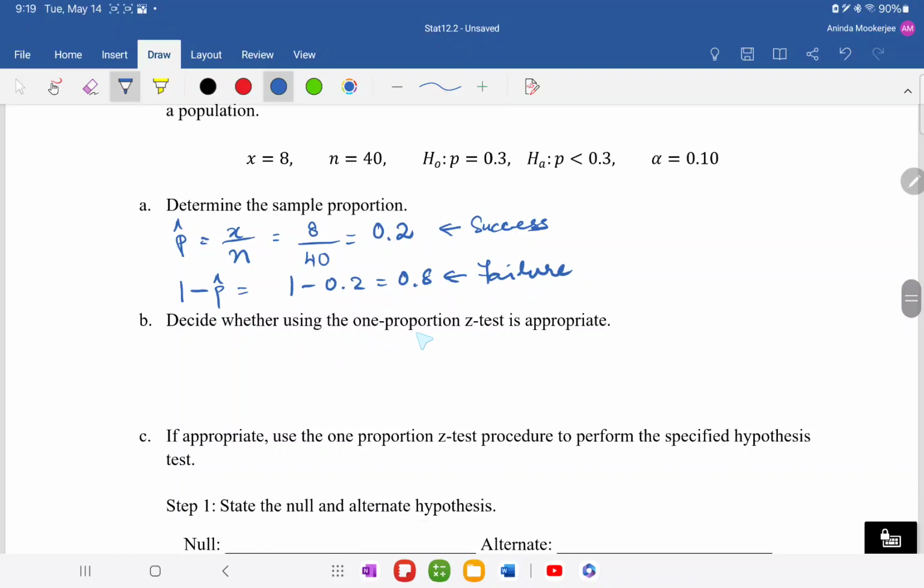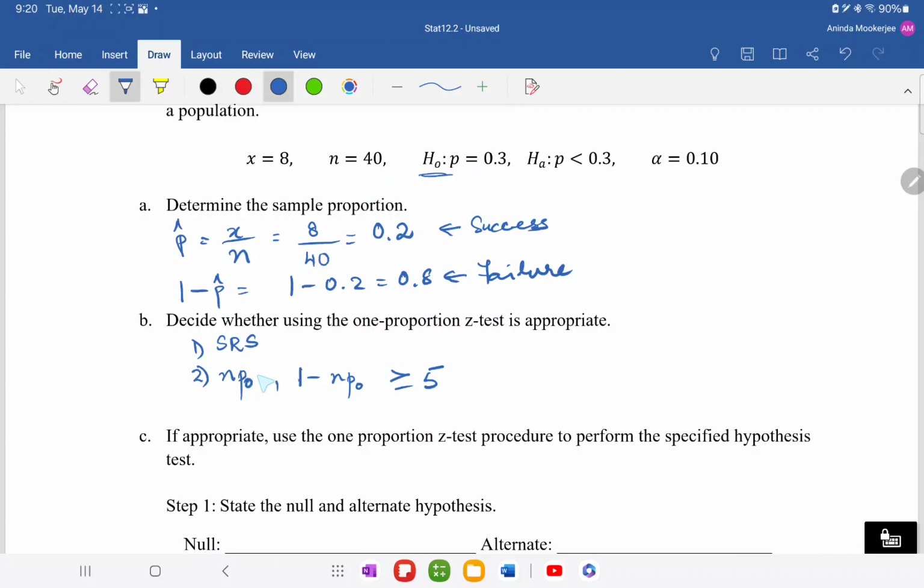Okay. Decide whether using the one proportion Z test is appropriate. Of course, the first criterion that must be met is it has to be a simple random sample, SRS, and the second one says n times p sub 0 and n times 1 minus p sub 0 must both be greater or equal to 5. Now, what is p sub 0? P sub 0 is the proportion associated with the null hypothesis. It's the null hypothesis proportion. So that's given to us as 0.3.